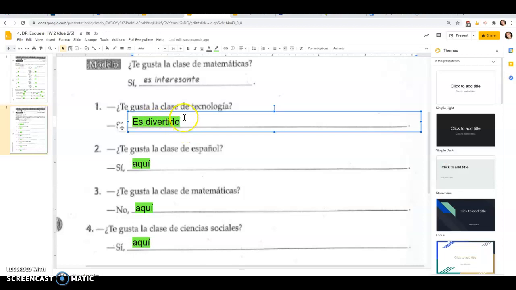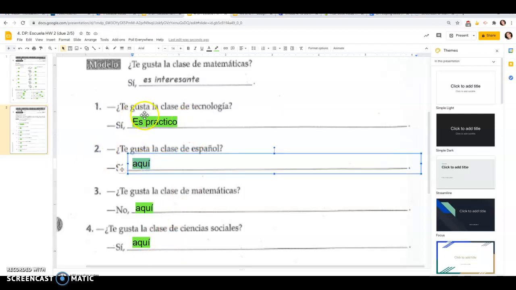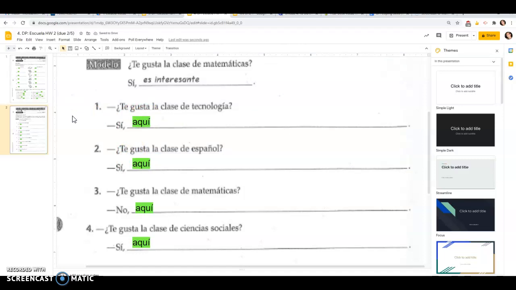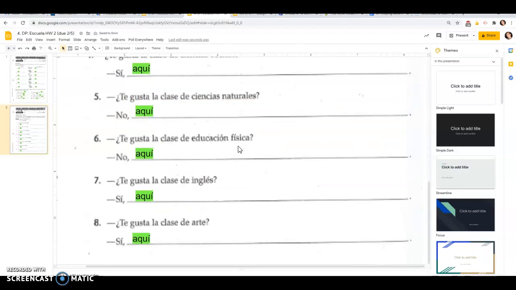Es divertido. If you thought it was practical, it's something that you can use, then you can put es práctico. You have lots to choose from. You can use, obviously, any of the phrases that we've learned before this chapter, if it's relevant and makes sense, but that's all you're doing for that last page. All right, that was the DP Escuela Homework 2.